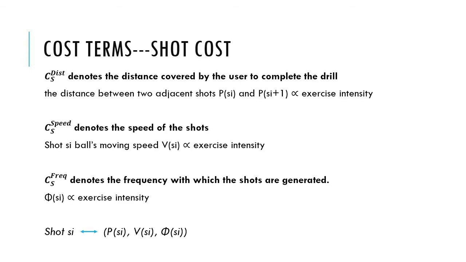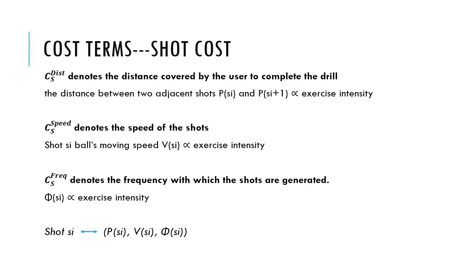There are three factors considered when defining shot cost. More specifically, CS distance denotes the distance covered by the user to complete the drill. It is assumed that the distance between the two adjacent shots, PSi and PSi plus 1, has a positive relationship to the exercise intensity level. If the two adjacent shots are farther away from each other, then it will result in higher exercise intensity.